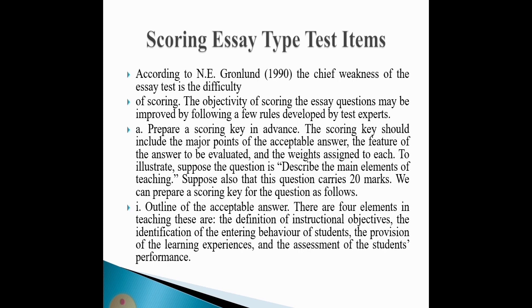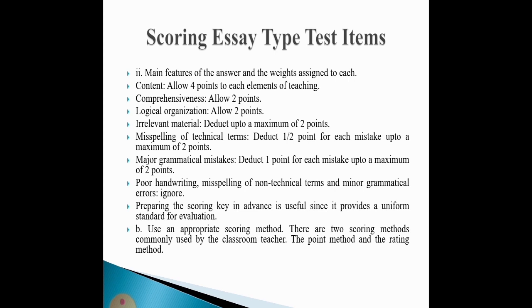Outline of the acceptable answer. Acceptable answer की outline बना लें। There are 4 elements in teaching. These are the definition or illustration of instructional objectives, the identification of the entering behavior of students, the provision of learning experiences, and assessment of the student's performance. Main features of the answer and weightage assigned to each. Content, allow 4 points to each element of teaching. Comprehensiveness, allow 2 points. Logical organization, allow 2 points.